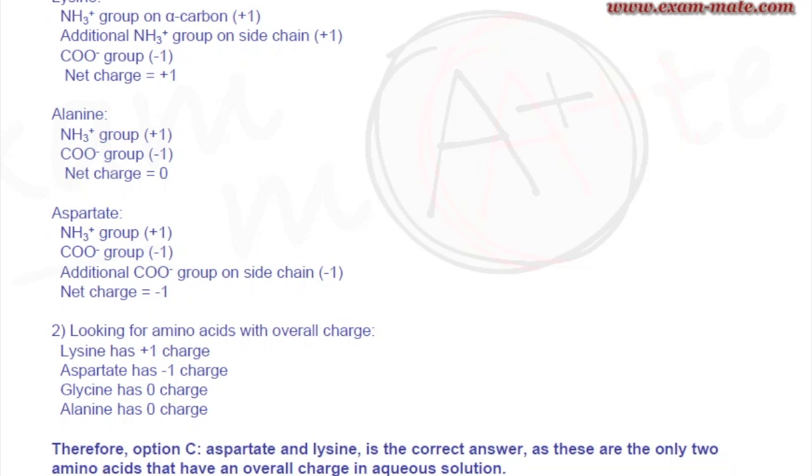2. Looking for amino acids with overall charge. Lysine has +1 charge. Aspartate has -1 charge. Glycine has 0 charge. Alanine has 0 charge. Therefore, option C, aspartate and lysine, is the correct answer, as these are the only 2 amino acids that have an overall charge in aqueous solution.